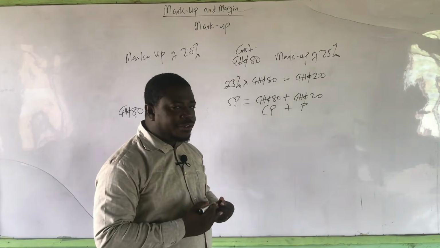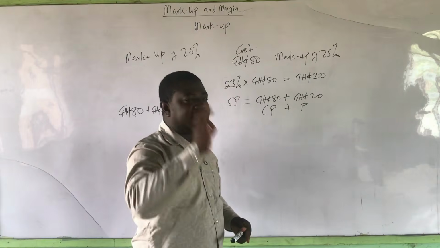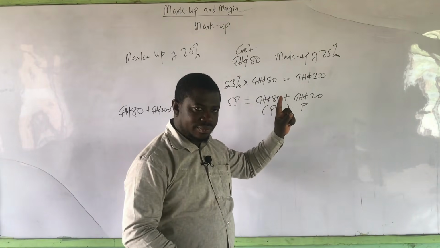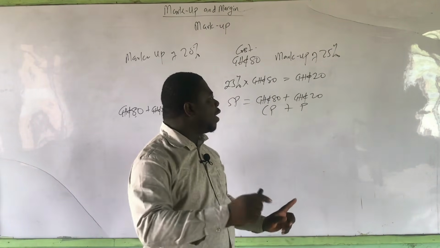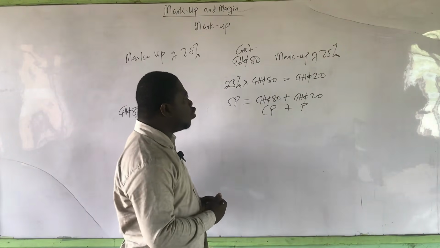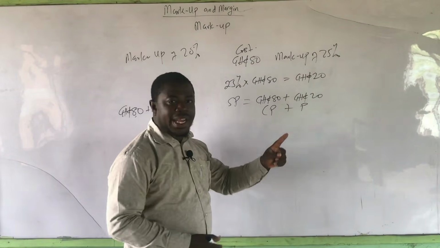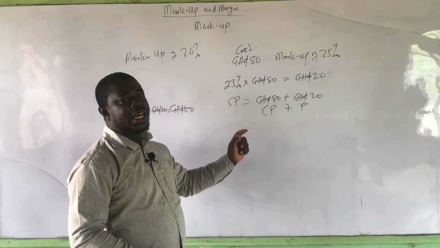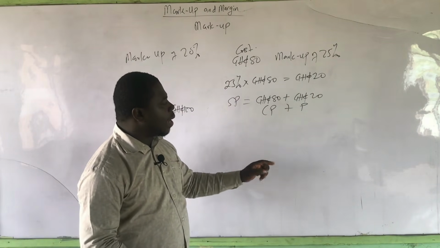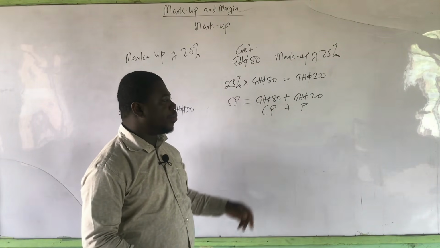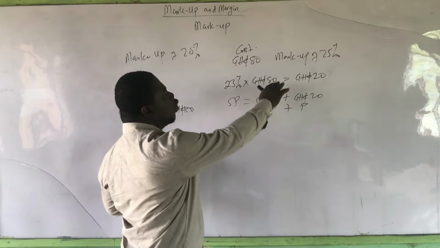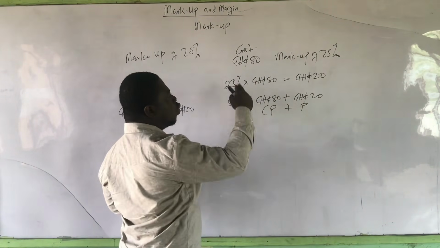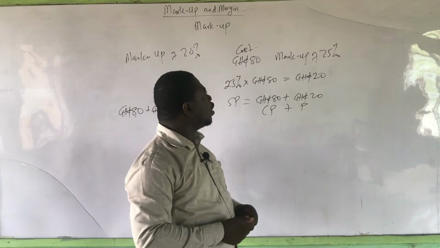Now, I have said and I'm repeating that markup is calculated on the cost. Margin is calculated on selling price. So you see, if it is margin, it should be calculated on selling price. If it is markup, it should be calculated on the cost price. So over here, we were told it's a markup of 25%. So that means it should be calculated on the cost price.